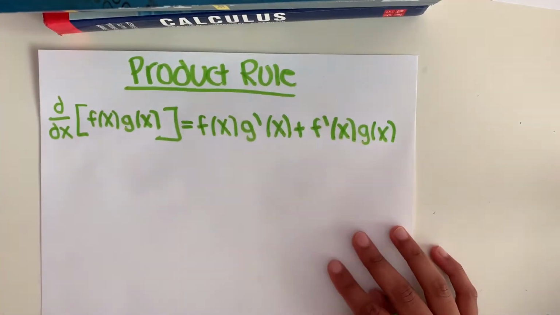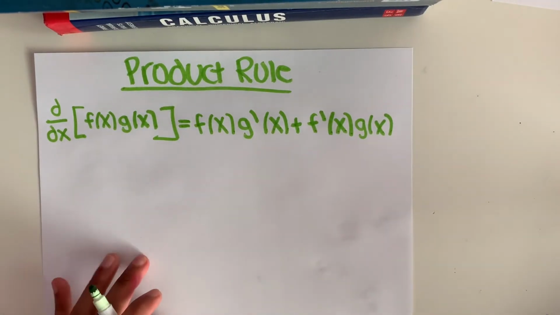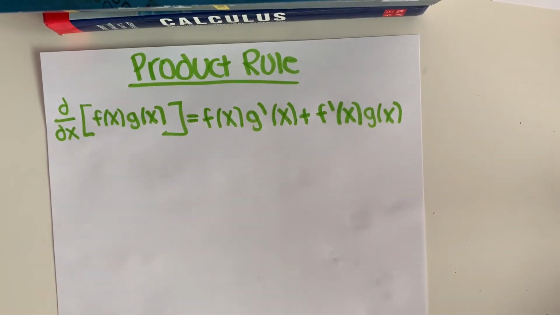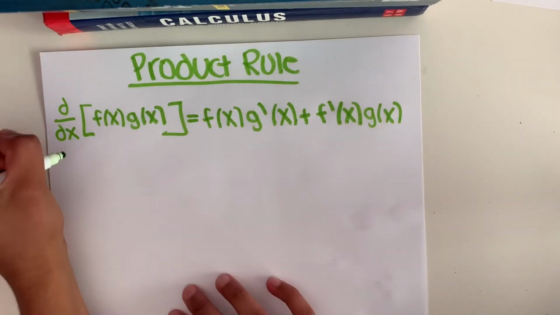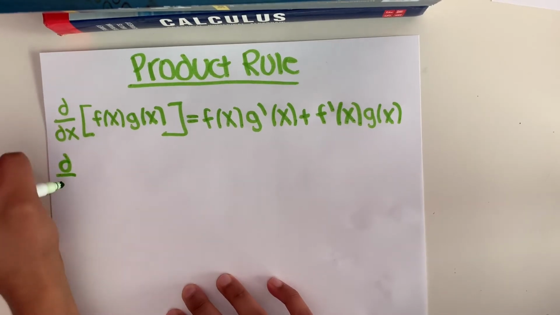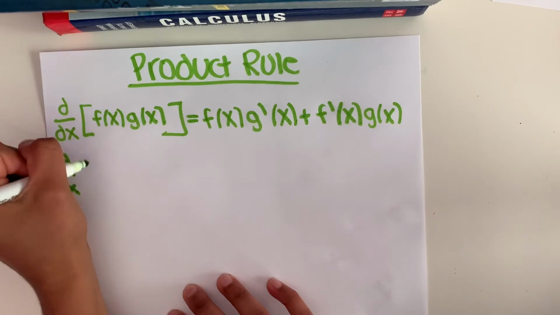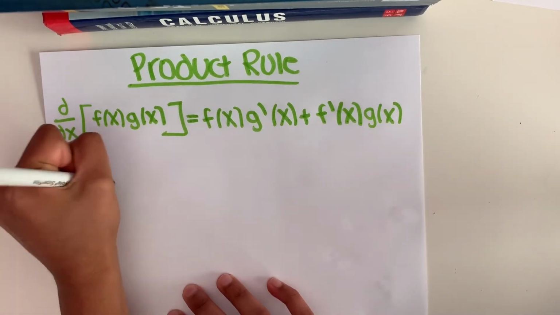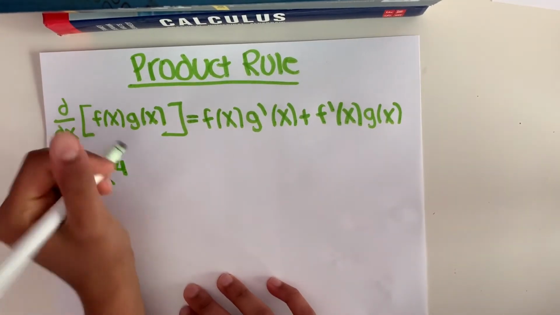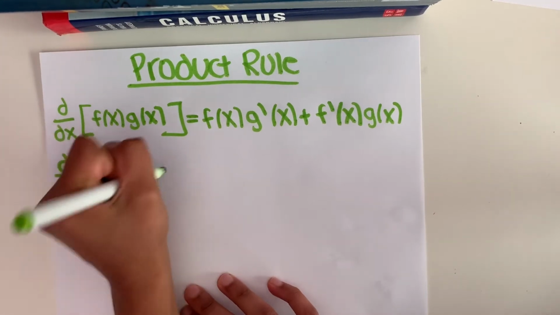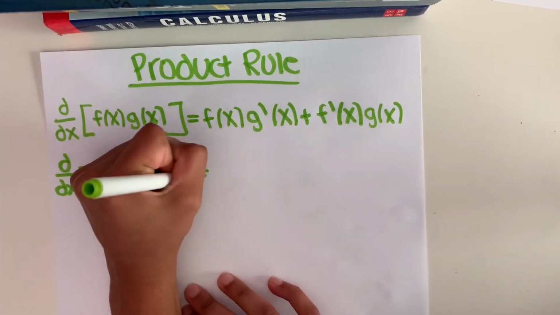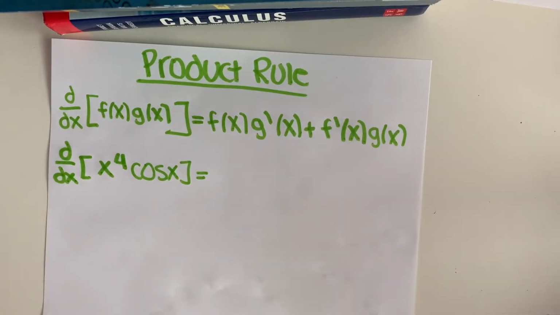As you guys can see, this rule is pretty simple. There's not much to it, but I can go through an example so that you guys have an idea of how to actually do this. So let's say it asks for d/dx of x to the fourth times cosine of x. So let's say this is the problem given.